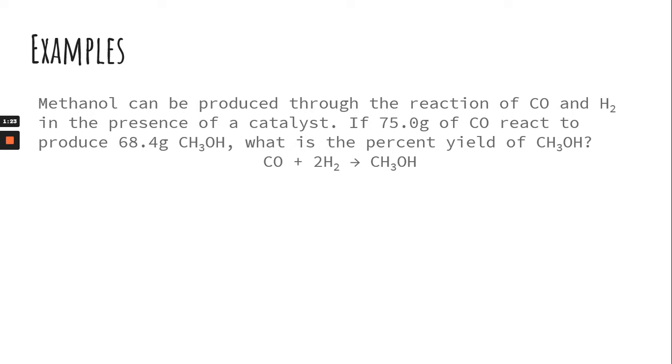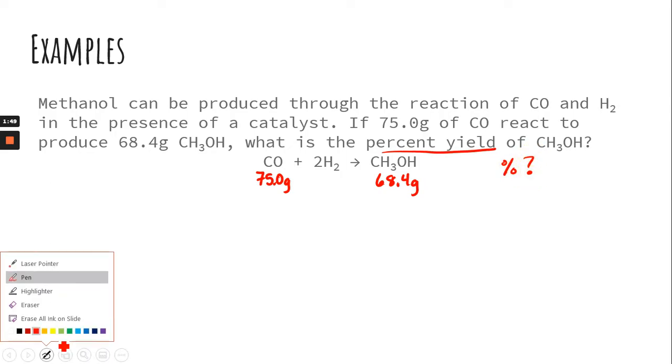In our first example, we're creating methanol by the reaction of carbon monoxide and hydrogen. So it's telling us that we're starting with 75 grams of carbon monoxide and it's producing 68.4 grams of methanol. What is the percent yield? So that's what we're looking for. We're looking for the percent.